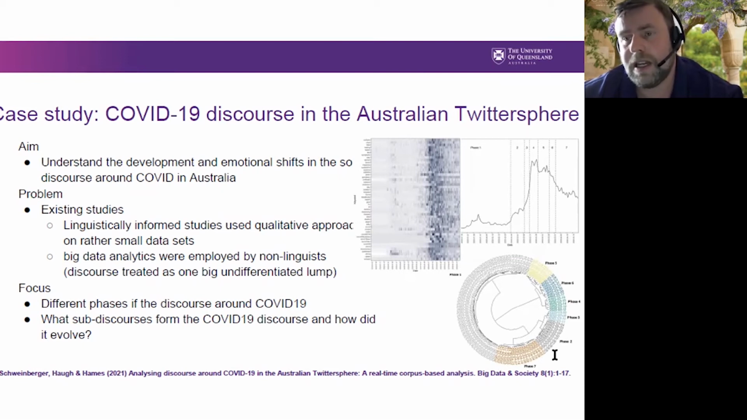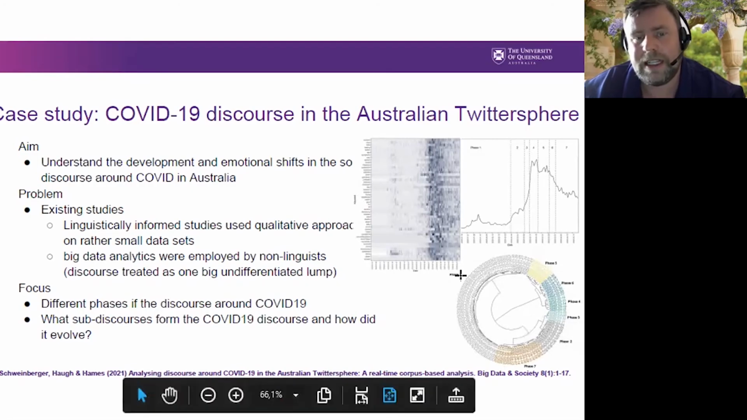And there was a problem because those people who understand discourse mostly used qualitative analyses on very small amounts of data, whereas those people who understood how to use big data analytics didn't really understand discourse, and they just looked at the COVID discourse as one giant lump of text. And as humanities researchers, we know that when you want to really understand discourse, you need to break it down. And so we wanted to find out what different phases the discourse went through, and what different sub-discourses make up the discourse around COVID.